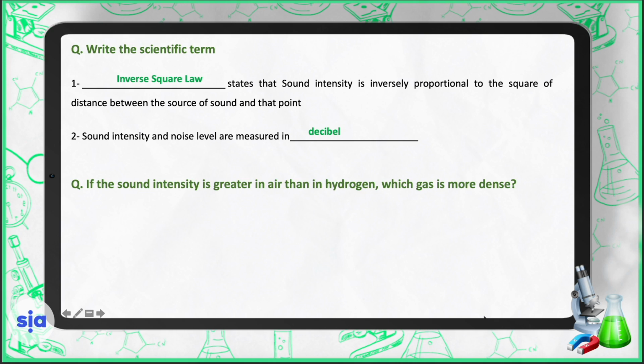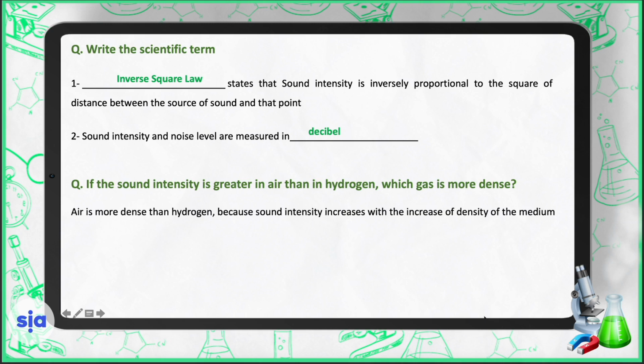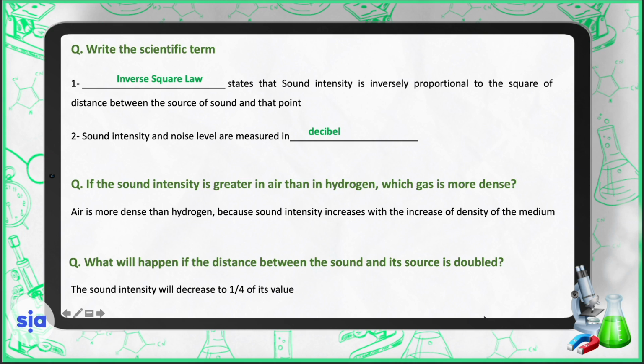If the sound intensity is greater in air than in hydrogen, which gas is more dense? Of course, air is more dense than hydrogen because sound intensity increases with the increase of the density of the medium. What will happen if the distance between the sound and its source is doubled? The sound intensity will decrease to 1/4 of its value.